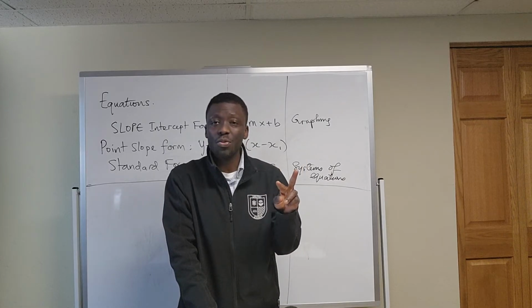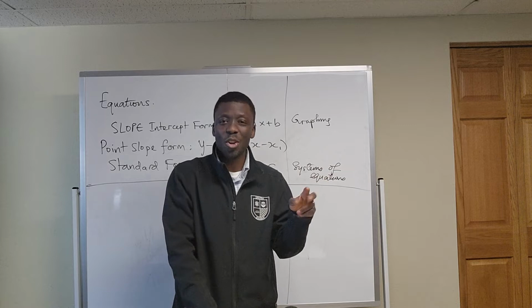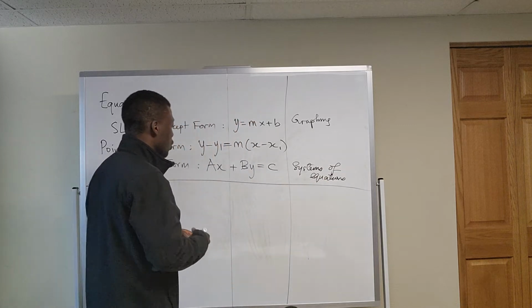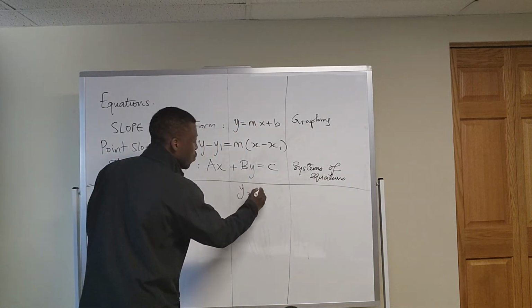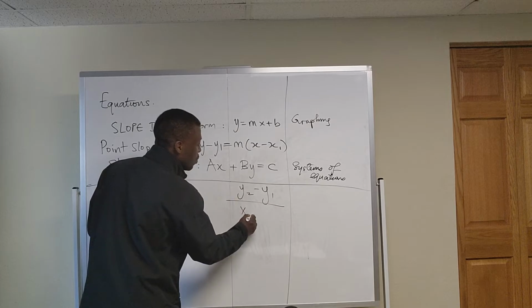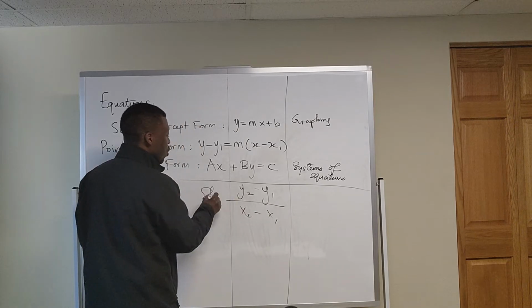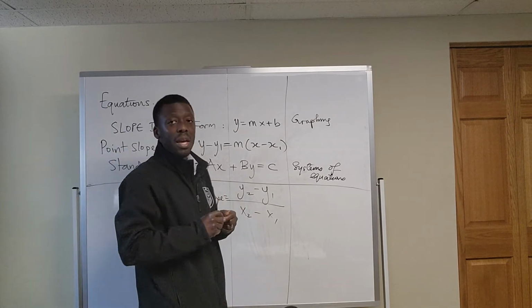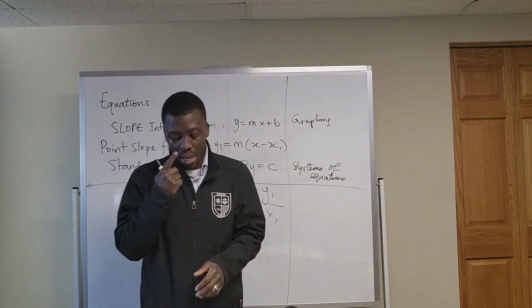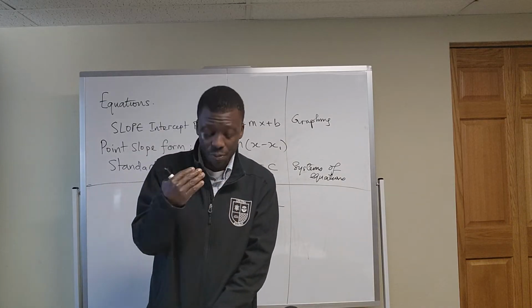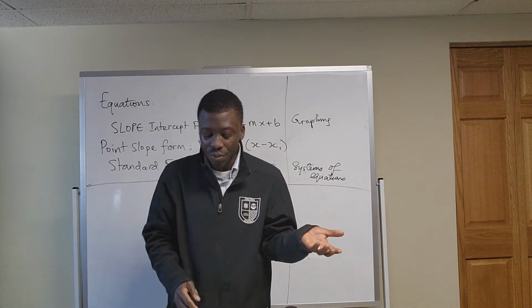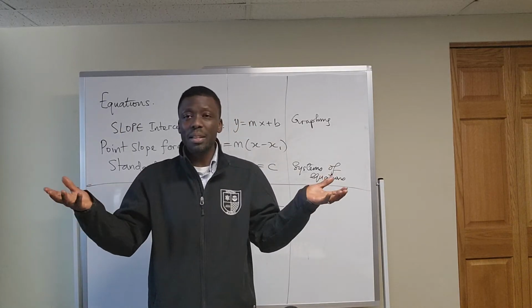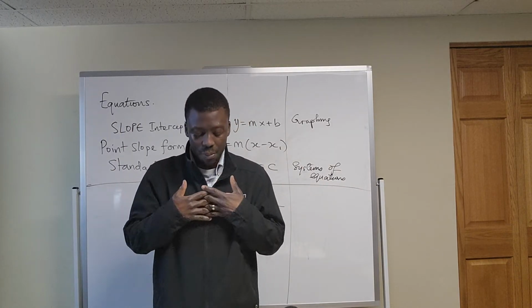The other thing you need to find is the slope. How do you find the slope? Use the slope formula, which is just y2 minus y1 over x2 minus x1. So that's the slope, right? So we find the slope and we find the y-intercept. We found the y-intercept from the graph. When you know the slope of something and you know the y-intercept, then guess what? You have the slope-intercept form.